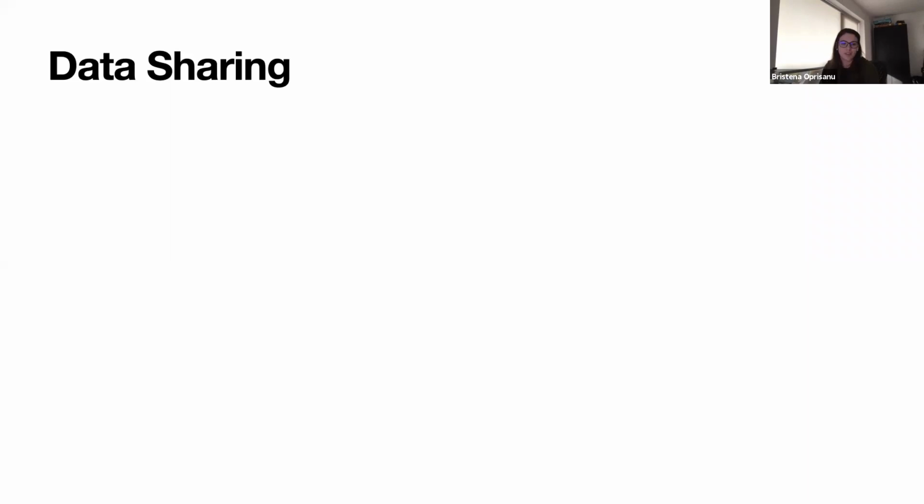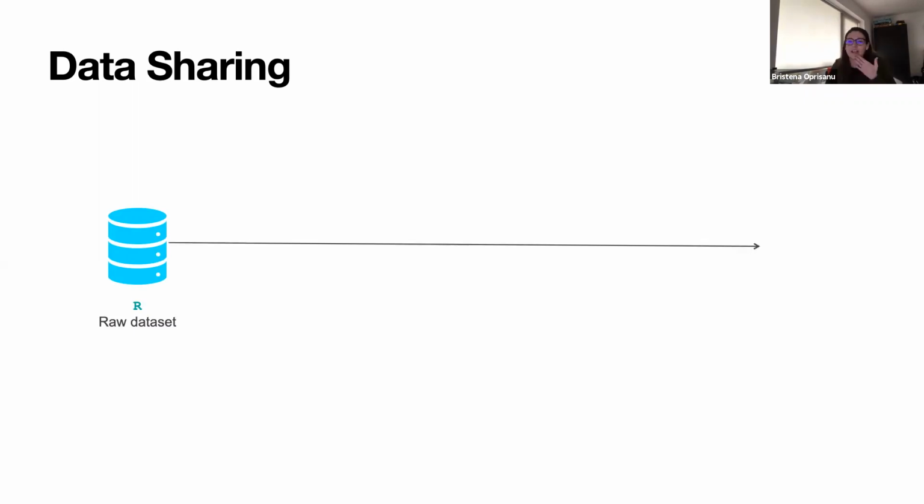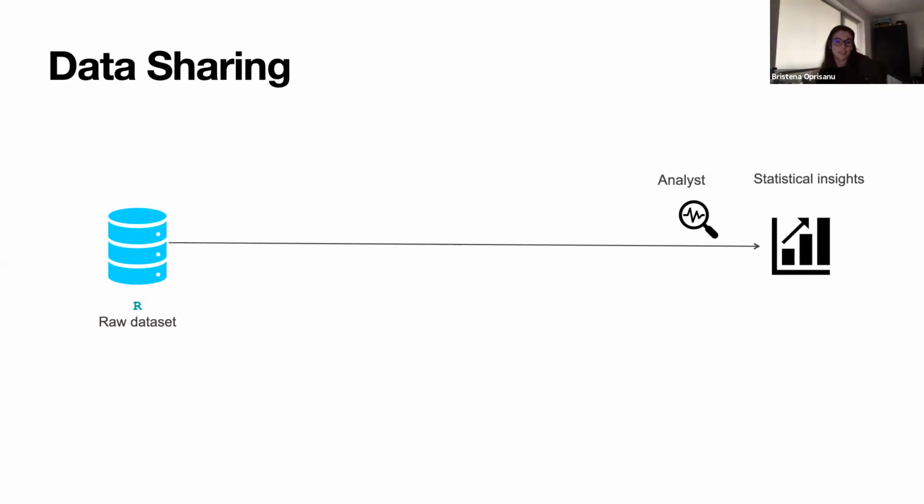So in the scenario we consider, we look at a data controller that has a sensitive raw data set R. What he wants to do is use that raw data set such that an analyst can draw significant statistical insights from that specific data. The problem is that if an analyst can draw those statistical insights, then so can an attacker.